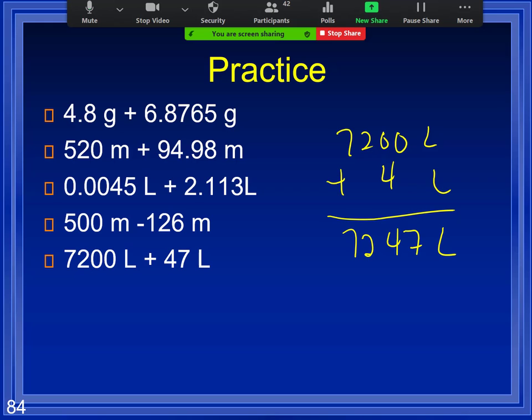Now, sig fig wise, the 7's my last sig fig. Those zeros don't count, so my 2 is the last sig fig. Go to the left. The 2 is where I have to round it. Behind that 2, there's a 4, so I leave it alone. And I put in the placeholders. And I get 7,200 liters.